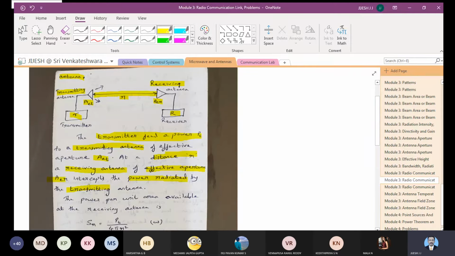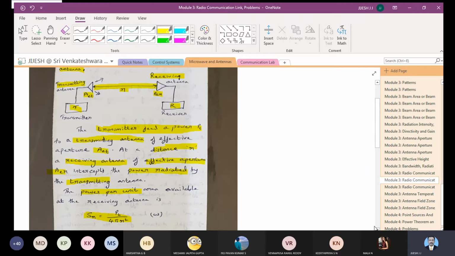So the power per unit area available at the receiving antenna can be written using the equation SR. SR is equal to PT divided by 4 pi R square. So SR is the equation in order to find the transmitted power. It means SR is the power per unit area, so it can be written as PT divided by 4 pi R square. So draw this figure and write till the equation of SR.